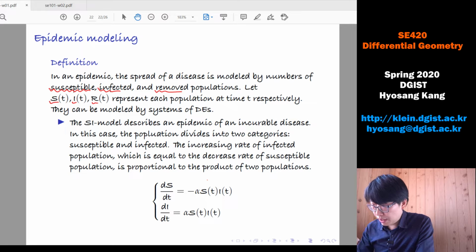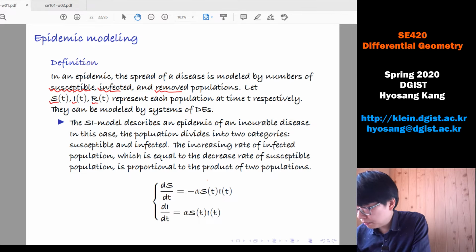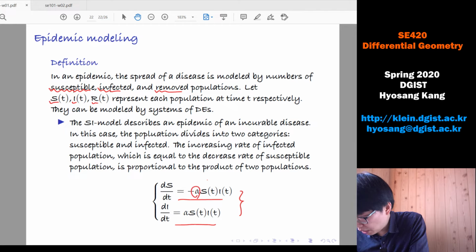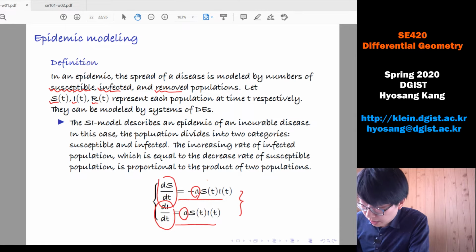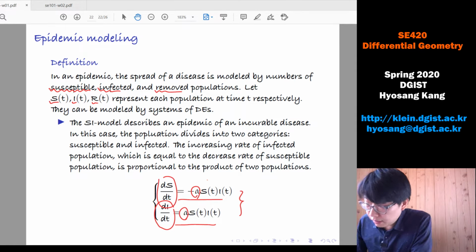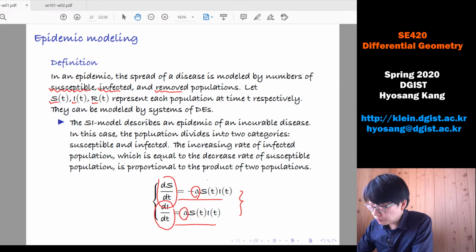So there's no way to cure from the infected state. We explained how this is modeled. This consists of two differential equations with the same coefficient alpha. Susceptible people only decrease and infected people only increase, and the rate of increase of infected and decrease of susceptible are the same.